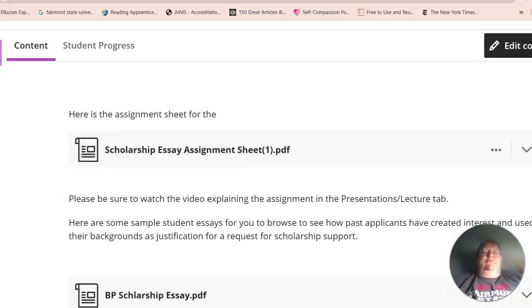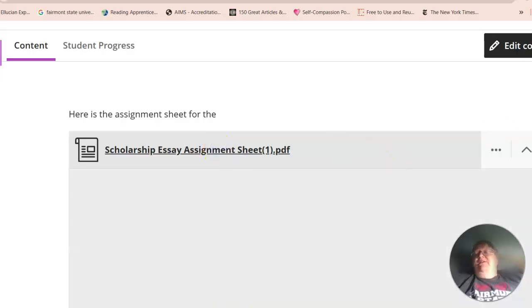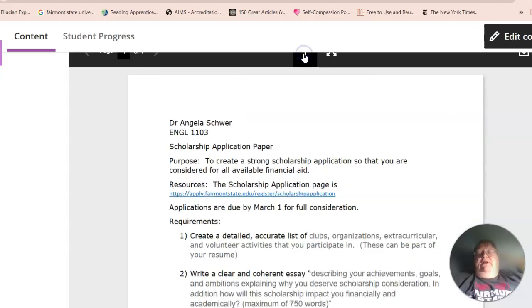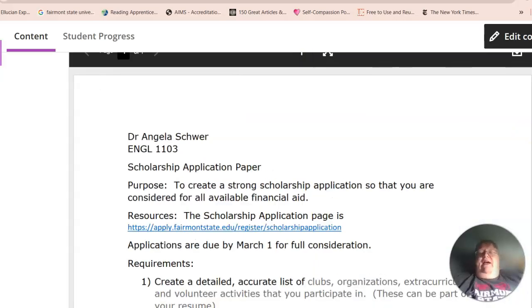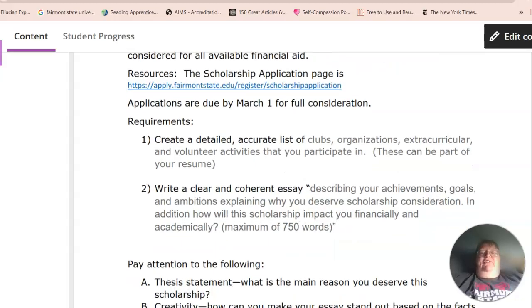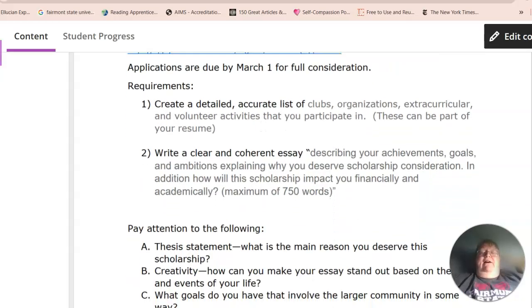I realize I've had a little trouble getting used to this. I wanted to make sure that you saw, here's the scholarship essay assignment sheet. You click on it and it comes up. Here it is. And this actually has a very detailed explanation of what you need to have in your scholarship essay. 2 separate things. First, the list of clubs and organizations. That's actually included in the resume, which is not due right now.